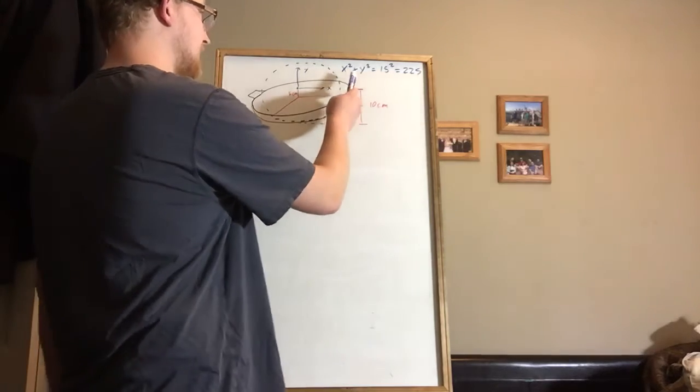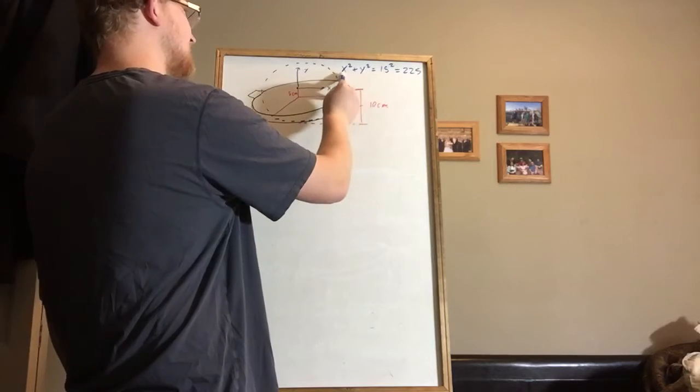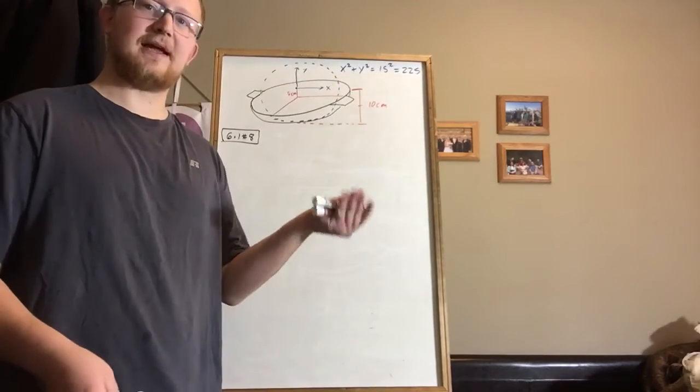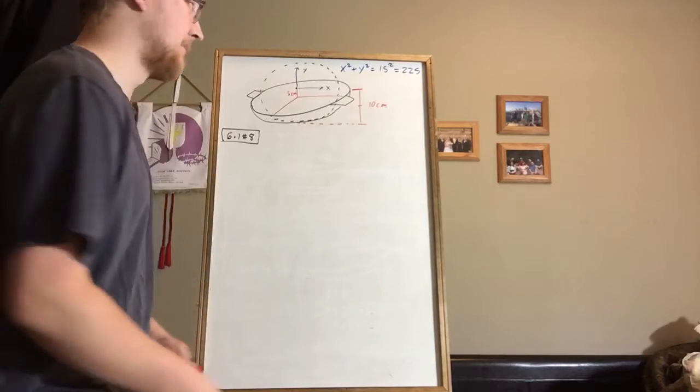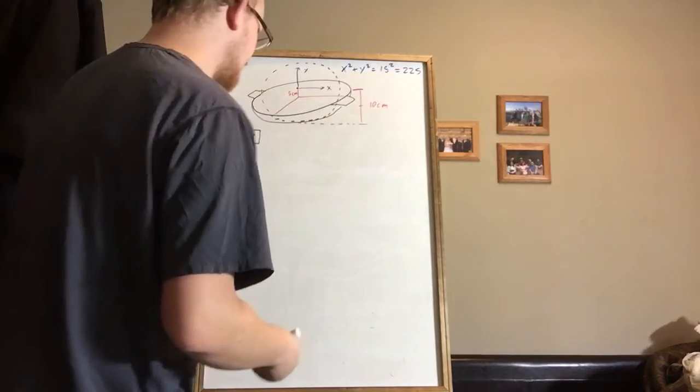That shape is drawn here with dashed lines in black, and the formula is x squared plus y squared equals 15 squared, which means we're looking at a circle with a radius of 15. Also, x squared plus y squared equals 225.